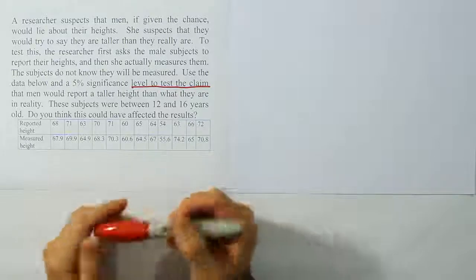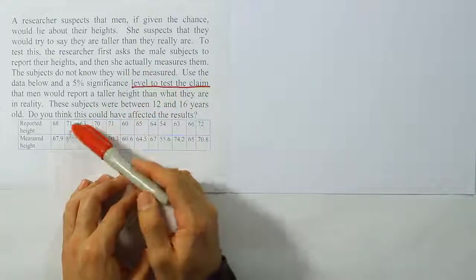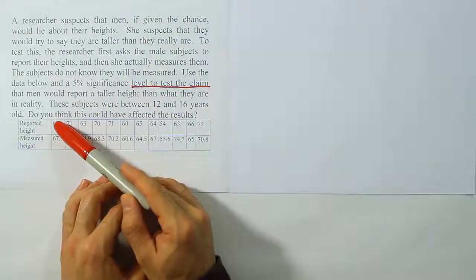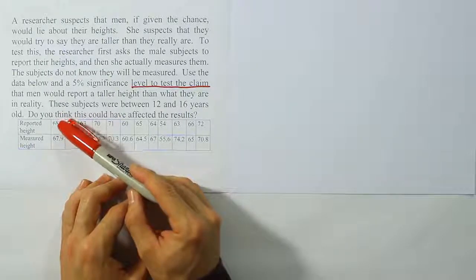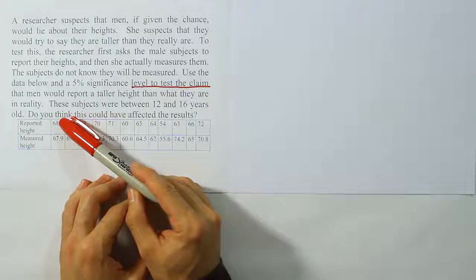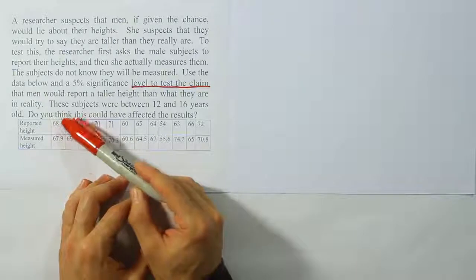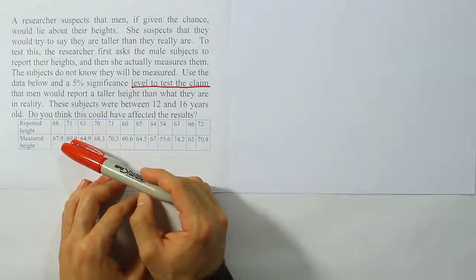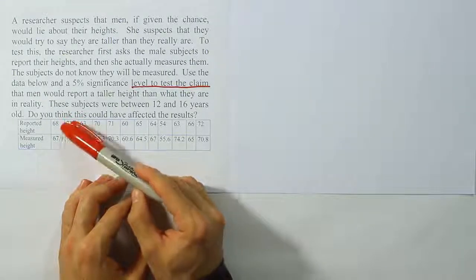Okay, so it looks like what they've done here and what they described in the problem is that they took a subject and they asked them how tall they are. And then when they're done reporting their height, they then go ahead and measure the person actually to see if that height corresponds to what they reported.